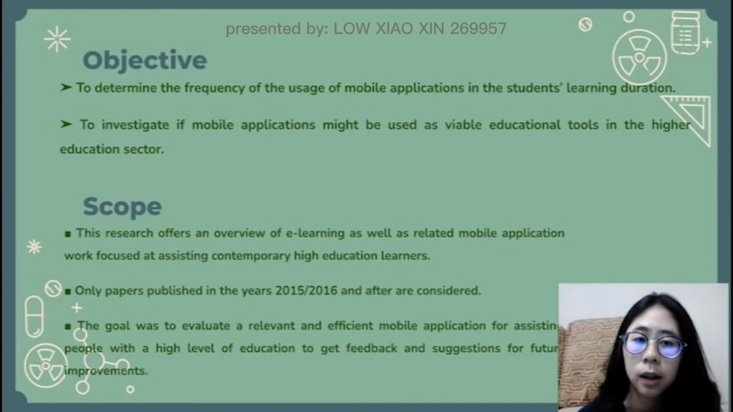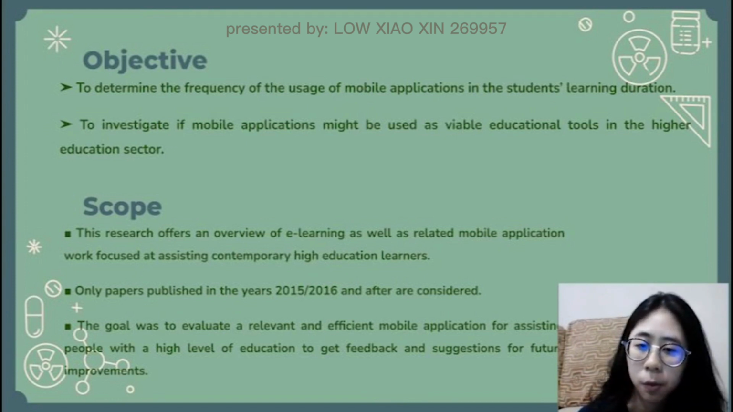And for the objective, we will determine the frequency, also the usage of mobile applications used by students in their learning, and investigate if mobile applications might be used as a valuable education tool in the higher education sector. And for the scope, we will offer an overview of e-learning as well as related mobile applications. Only papers published in the year 2015 and above will be considered. And the goal is to evaluate a relevant and efficient mobile application for assessing people with a high level of education to get feedback and suggestions for future improvement.